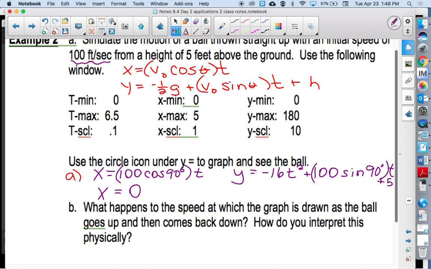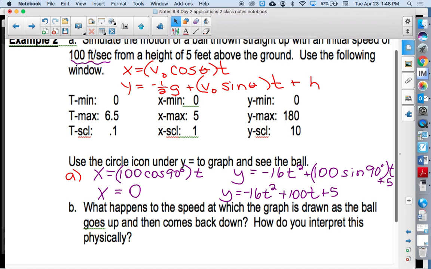So like for me, I'd be throwing it from a height of about here. That's when I'd be releasing it from my hands. So Chelsea, do you know what the sine of a 90-degree angle is? 1. Yeah. So negative 16t squared, 100 times 1 is just 100, and then plus 5. So we're going to see what happens to the ball. As it goes up, it tries to reach its max, and then as it comes back down, as we simulate that with the calculator. So going into your calculator, go back to that y equals, use the information given here.